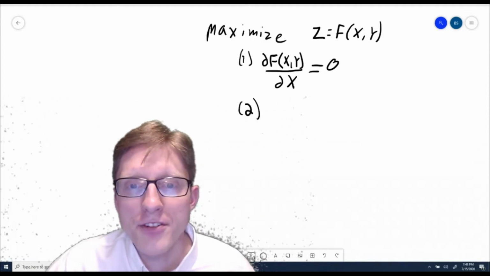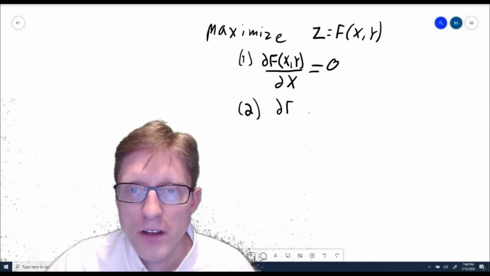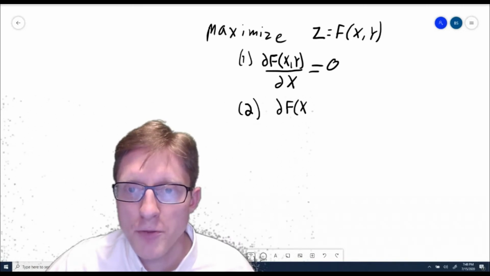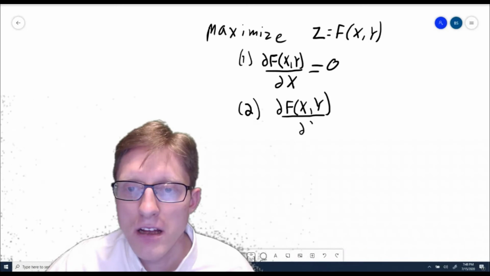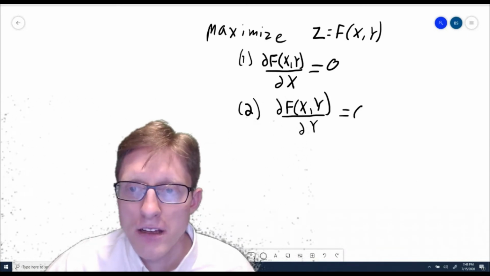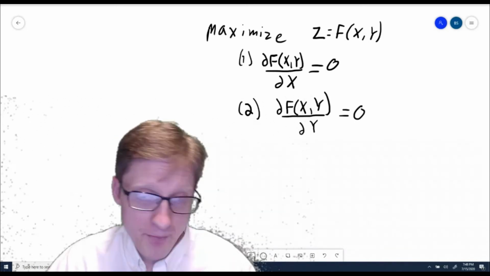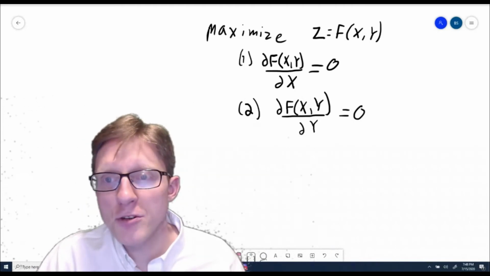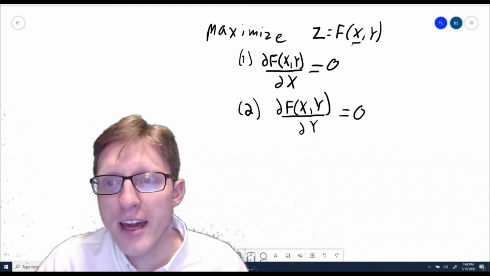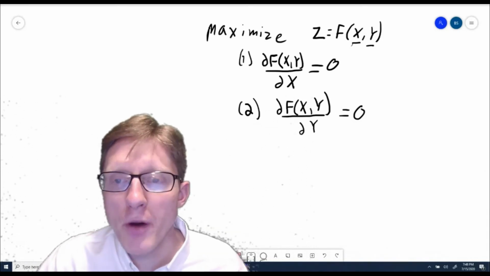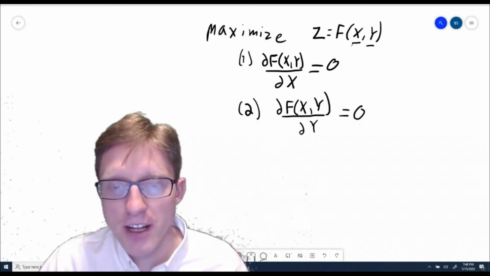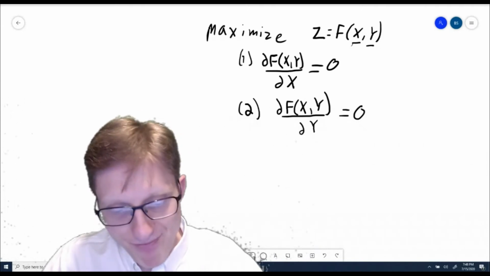And then you do the same thing, but taking the partial derivative with respect to y, setting that partial derivative equal to 0. And then you would search for the values of x and y which make it so that both of these two equations are equal to 0. So that's how you'd go about solving the problem.